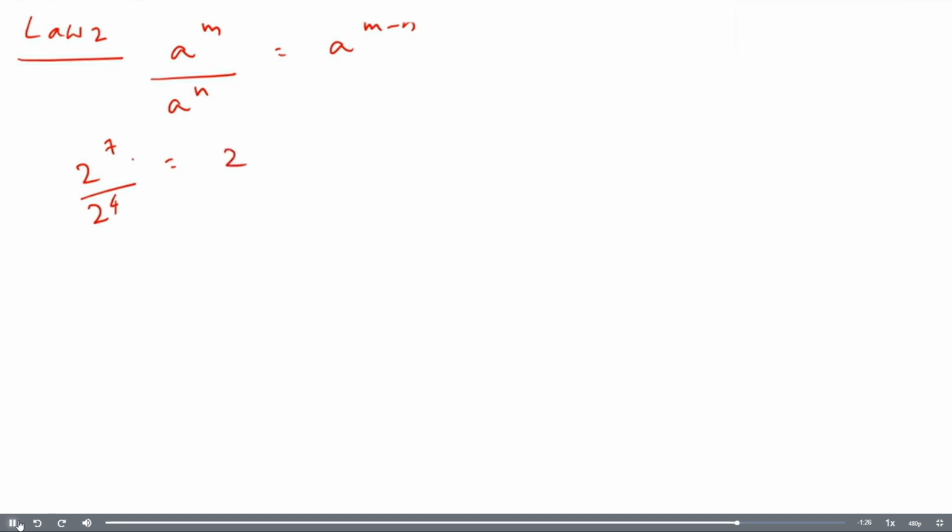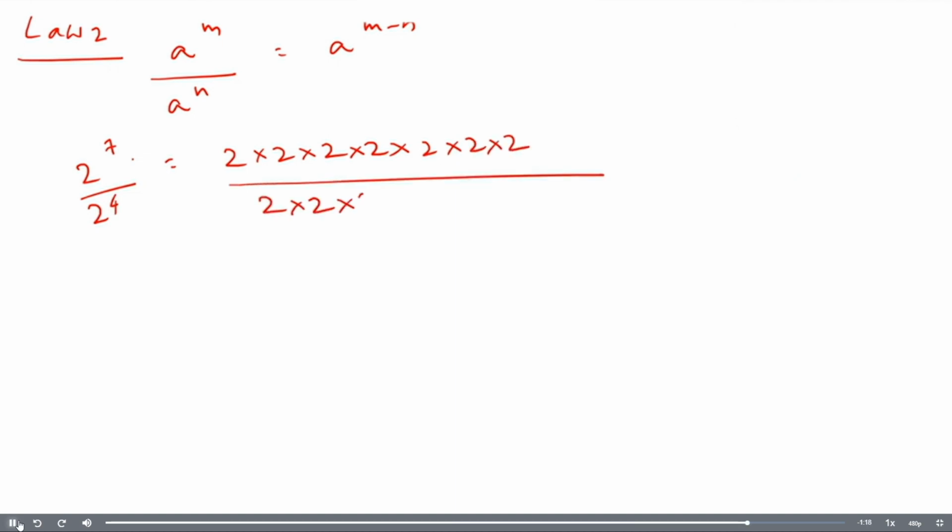This we can say is 2 into 2 into 2 into 2 into 2 into 2 into 2 divided by 2 into 2 into 2 into 2. So 4 times I can remove. What I'm left with is 2 to the power 3, which is nothing but 2 to the power 7 minus 4. So it is a to the power m by a to the power n is equal to a to the power m minus n.